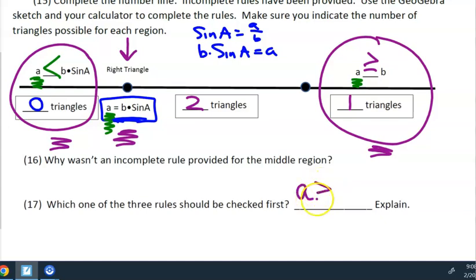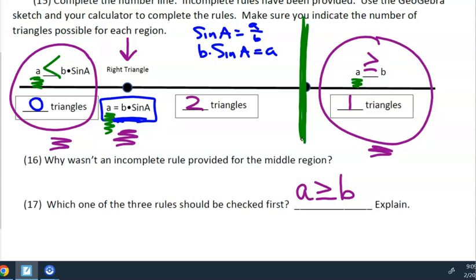And I would recommend to you that you start with comparing a and b. A again being the side opposite the given angle. And if a is greater than or equal to b, then you're done. We know there's only one triangle. If it's not greater than or equal to b, then we are going to be looking at the other cases. So I'm going to put a line here to split this up. Basically, if a is greater than or equal to b, we're done.